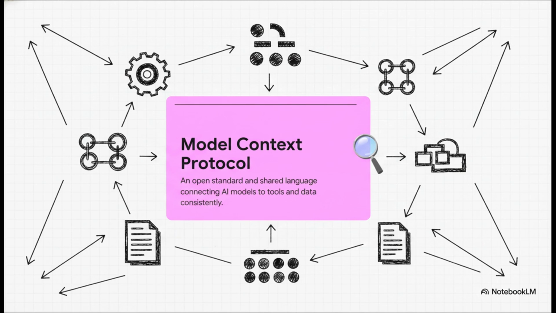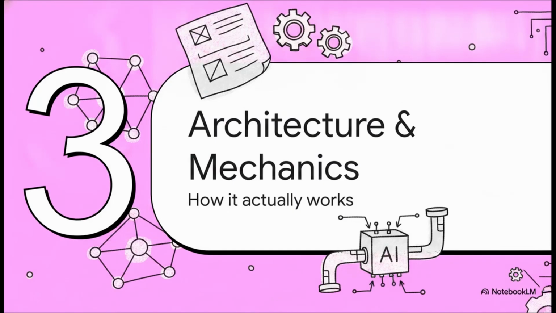So the crucial takeaway here is that MCP acts as a universal translator. It gives models a safe, structured way to discover and use functions, datasets, and documents without having to know the underlying implementation details of each one. Moving right along to Section 3, architecture and mechanics. How does this protocol actually work under the hood?